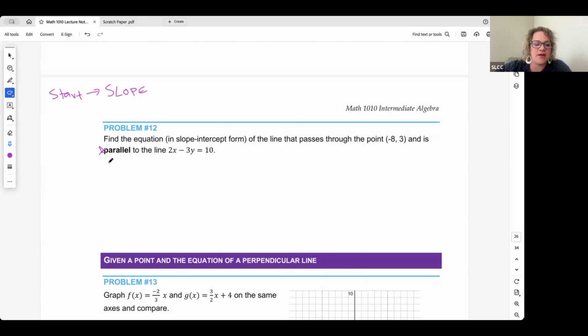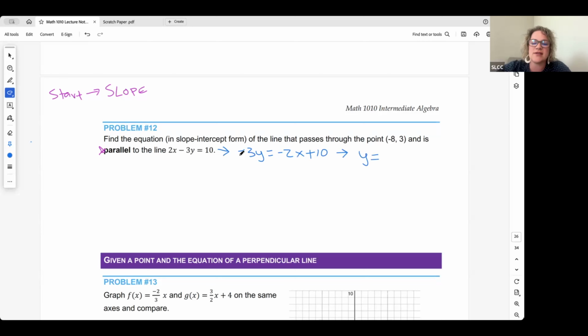It tells me it's parallel. What do I know about parallel? It's the same slope. But this isn't slope-intercept form. So step 1 is get that line into slope-intercept form so you can figure out the slope. Subtract the 2x. So -3y equals -2x plus 10. Then divide by -3.